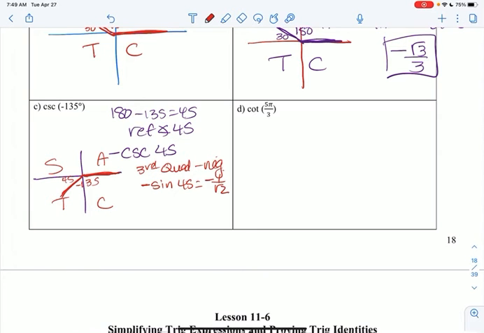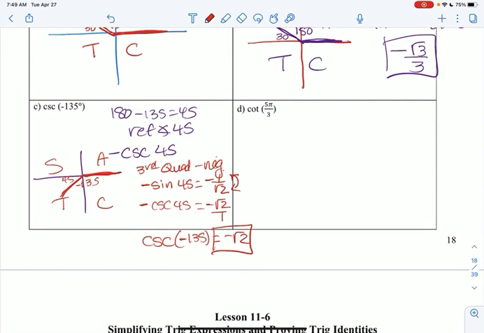But cosecant, I have to flip that. All right, so negative cosecant of 45, I'm just going to flip this, because it's the reciprocal, is negative radical 2 over 1. So therefore, there's a lot of thinking going on here, or I should say cosecant of negative 135 is negative radical 2.